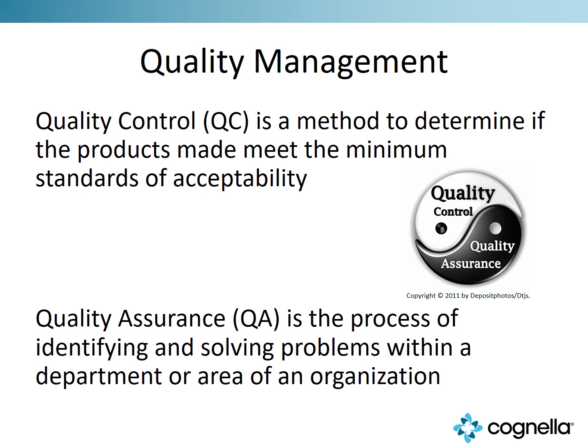appearance of some sort. Quality assurance is the process of identifying and solving problems within a department or area of an organization. So if you're having issues with getting trays out on time or getting trays up to the floor and served before they get cold, quality assurance can help with that piece of identifying where the problem's occurring and how can you go about solving those to make it more efficient.